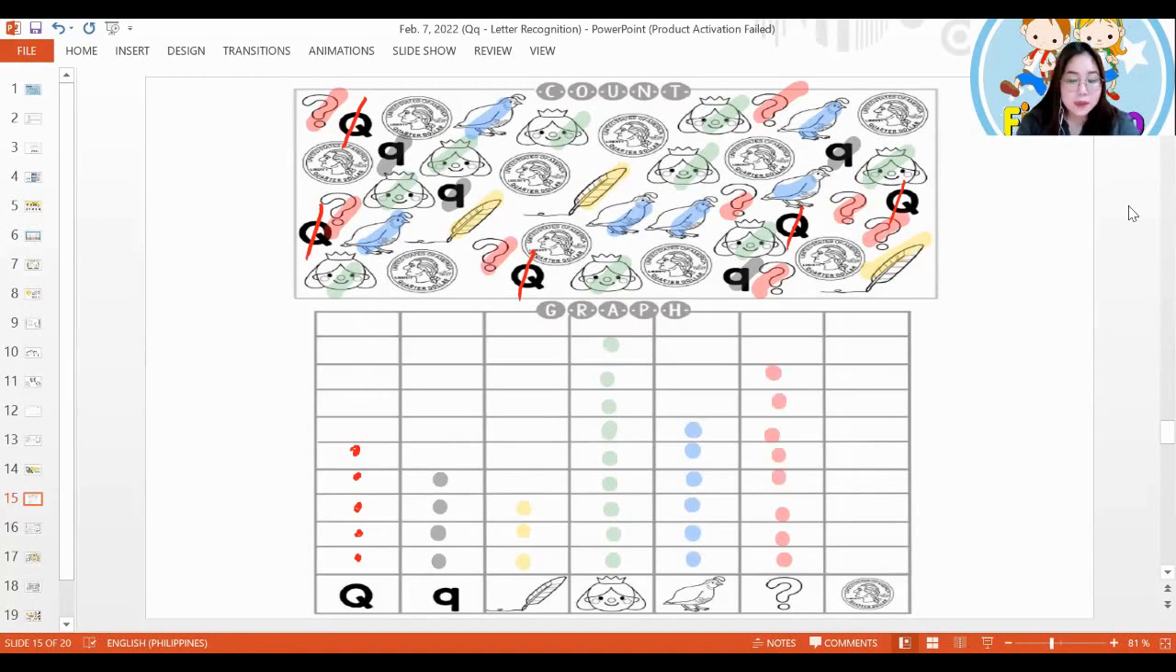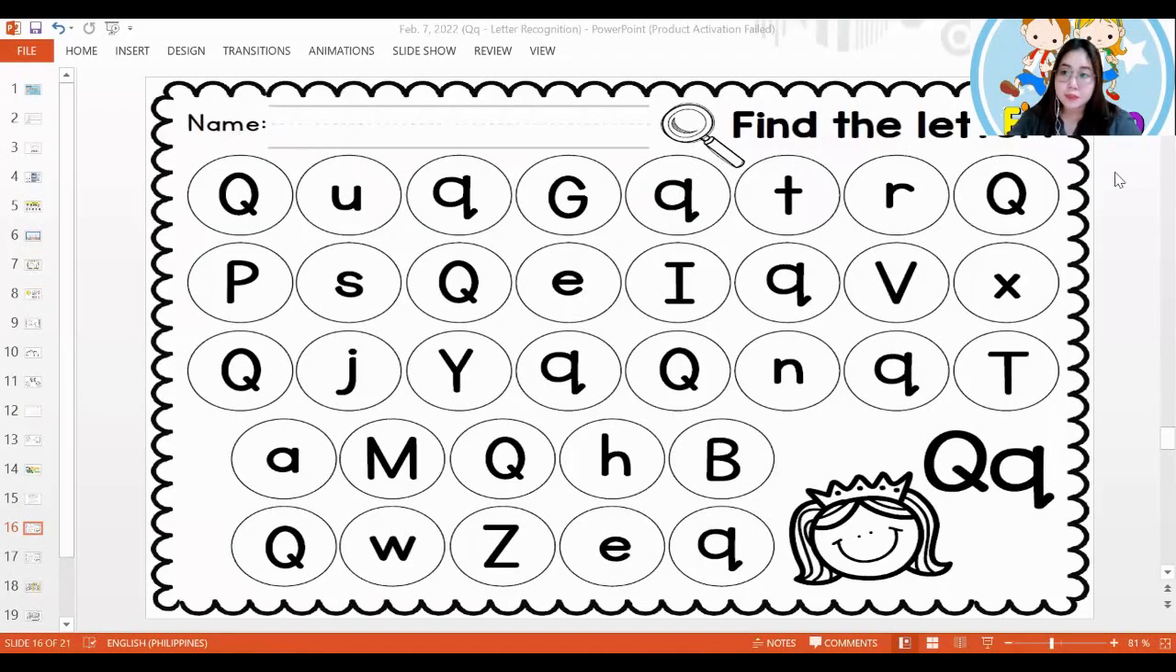And then lastly, we have our quarters. 1, 2, 3, 4, 5, 6, 7, 8, 9, 10. 10 quarters. Do you have the same numbers as teacher? Very good. So that is how we do our count and graph activity.